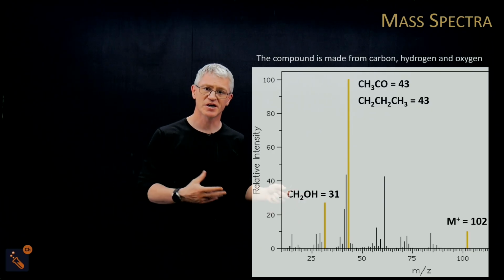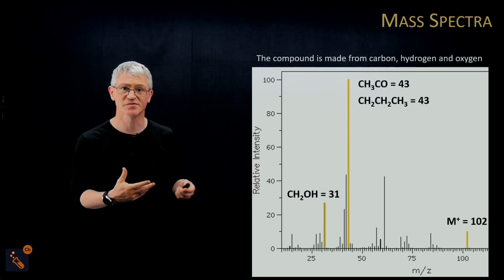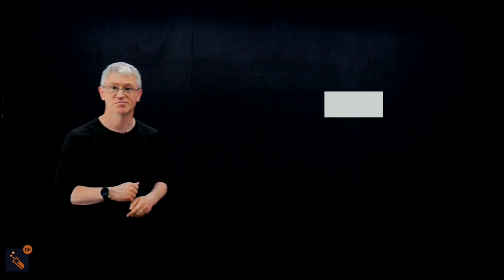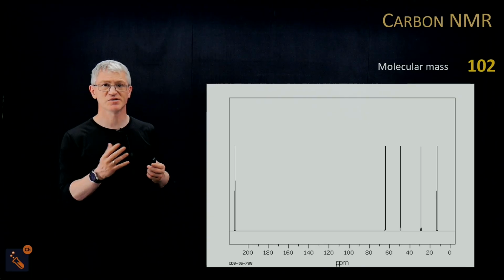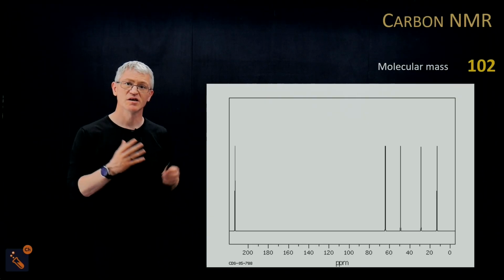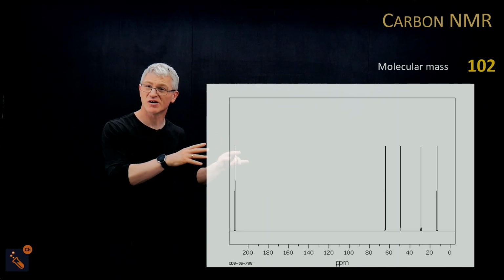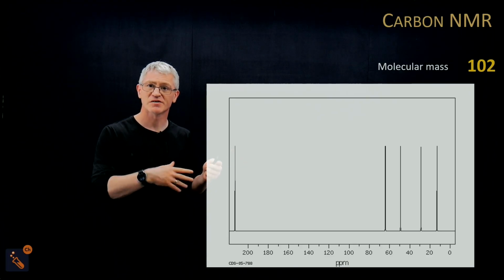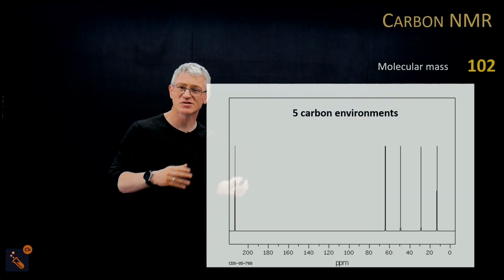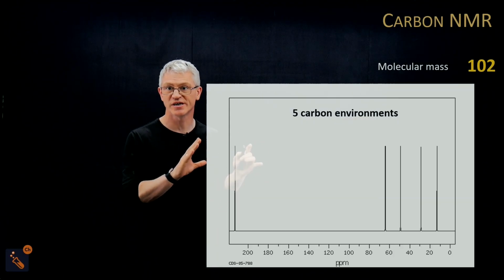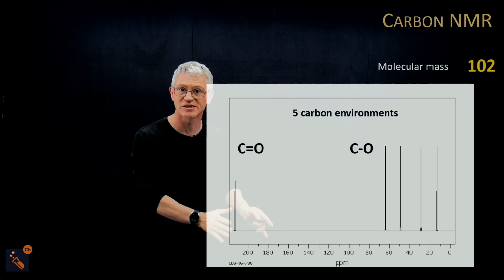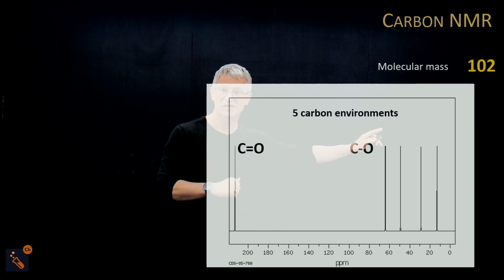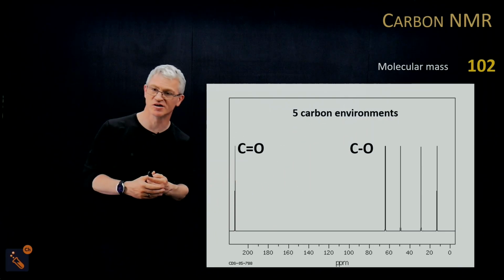Now, from that point, we can just park that information and go on to the next bit. So there we go, 102, the molecular mass, and we're going to look at our carbon NMR. Carbon NMR tells us how many environments we've got, and we've got 5. It also tells us what kind of carbons we have. If you look at your data sheet, you'll see this is a C double bond O, this is probably a C-O, and then the rest are carbon bonds.